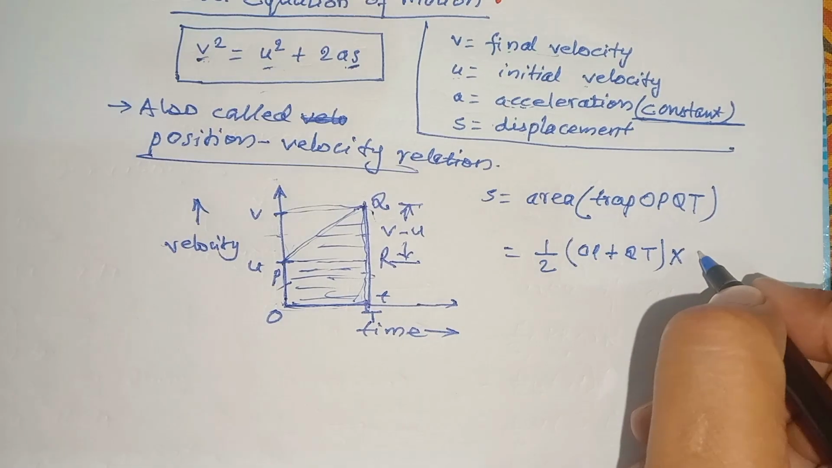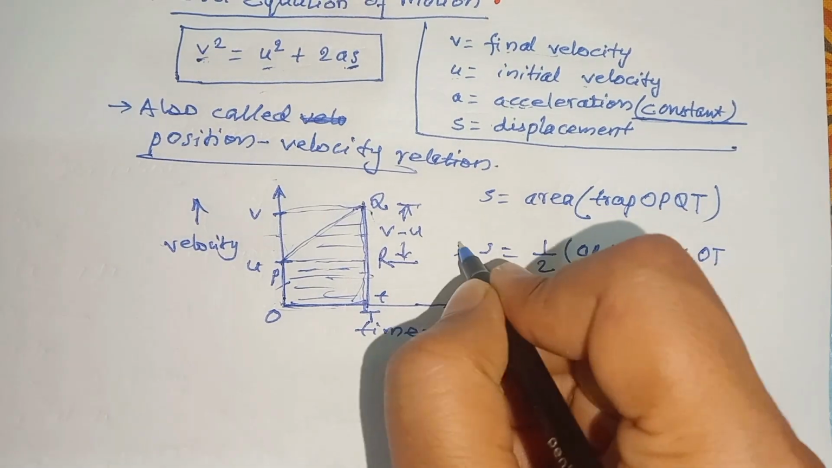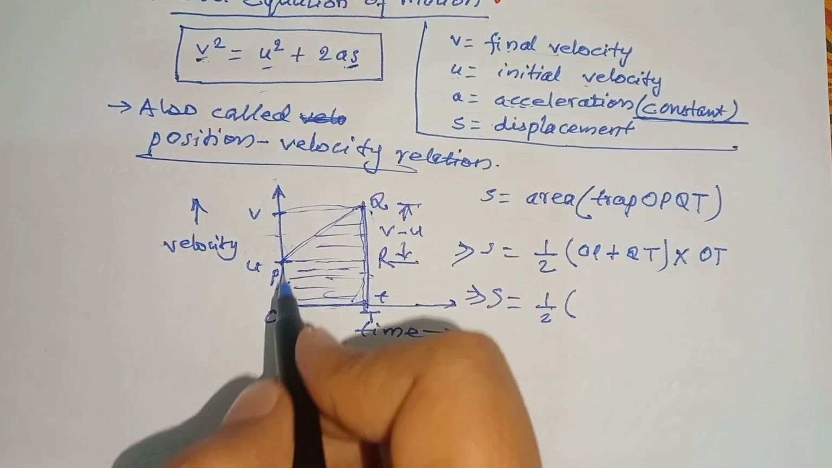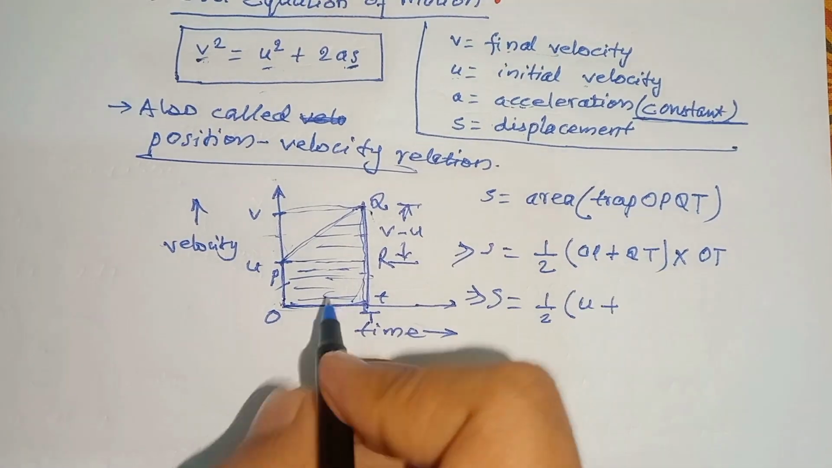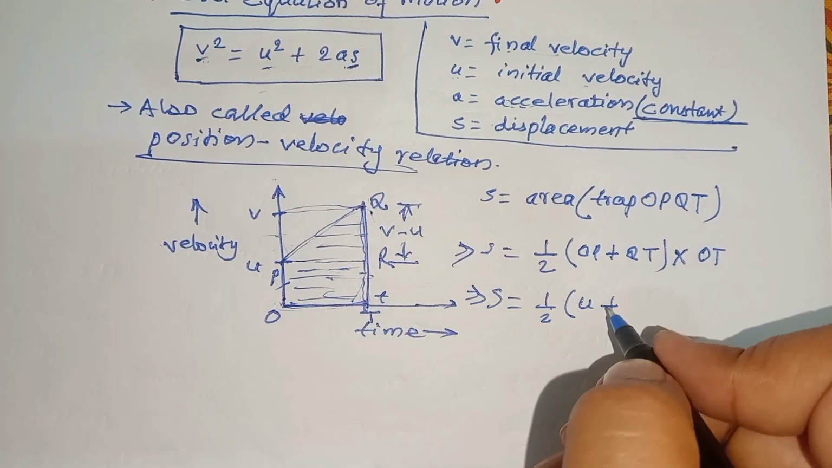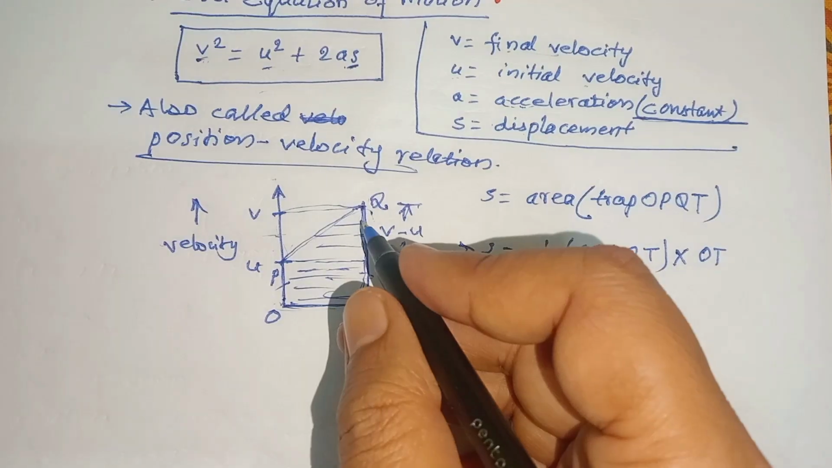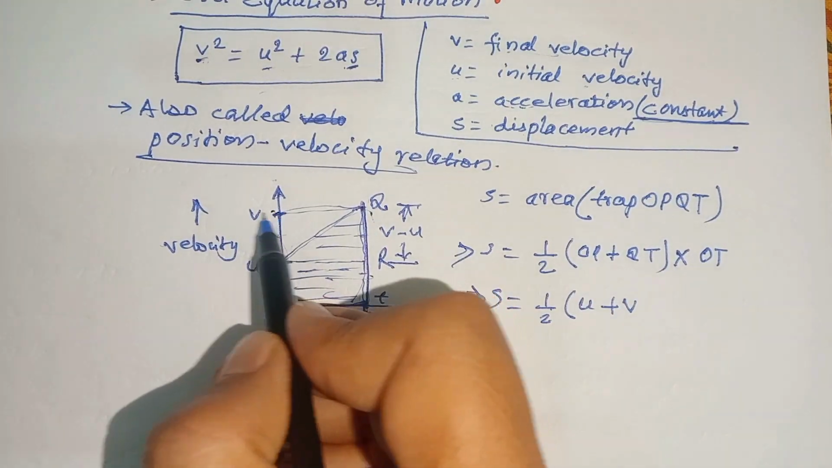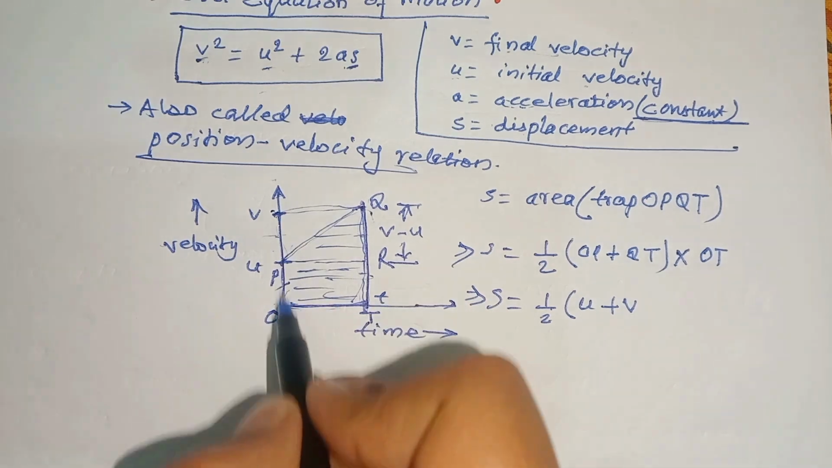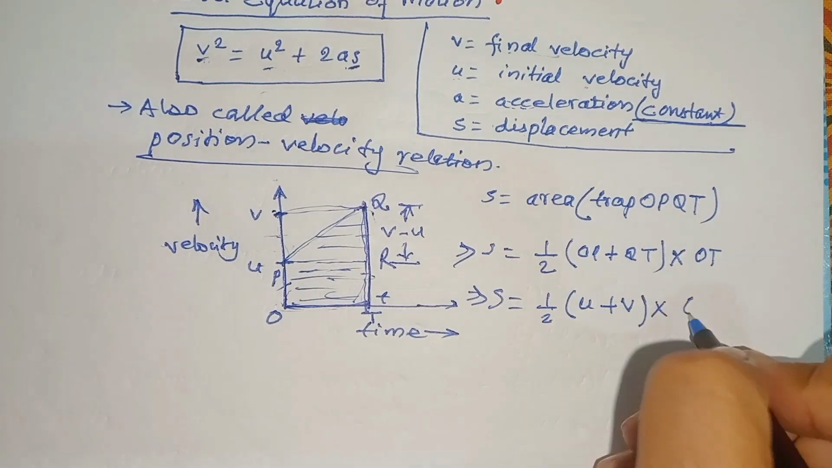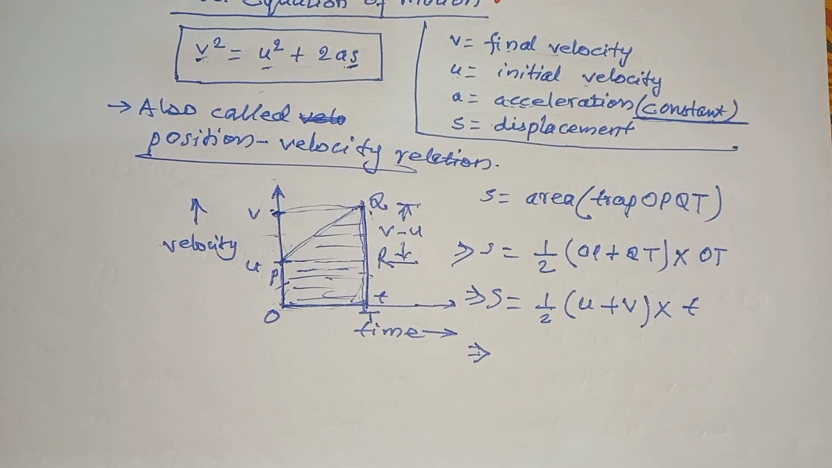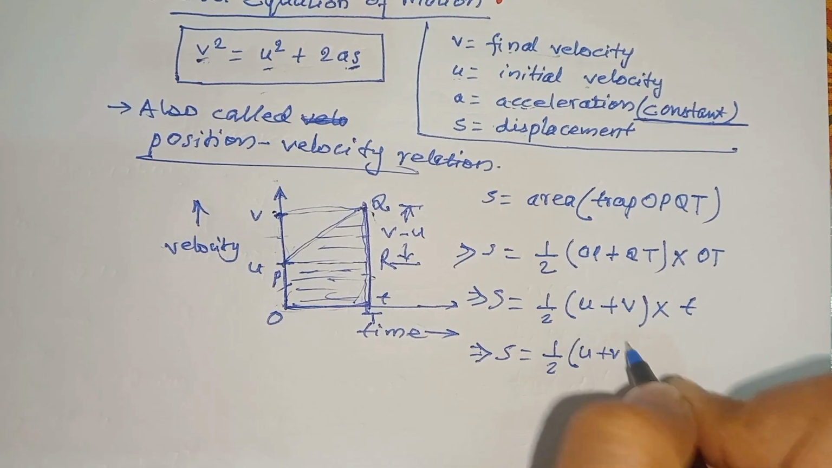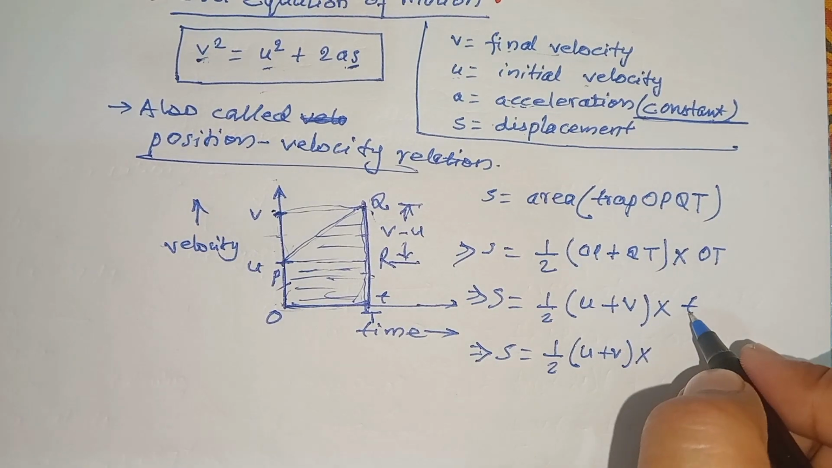So OT here. S equals this, which implies S can be written as half into OP, which is u, plus QT, which is v, where this complete length is the final velocity, into T. Now S equals half into u plus v into T.